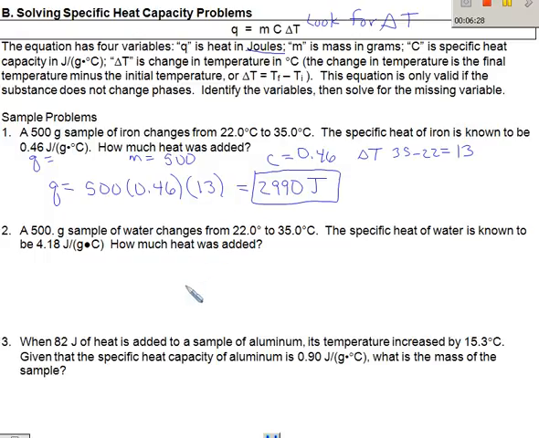Now, give this one a shot. If you're on track, you will get 2.7 times 10 to the 4th joules. So work the problem and make sure you get to 2.7 times 10 to the 4th joules.